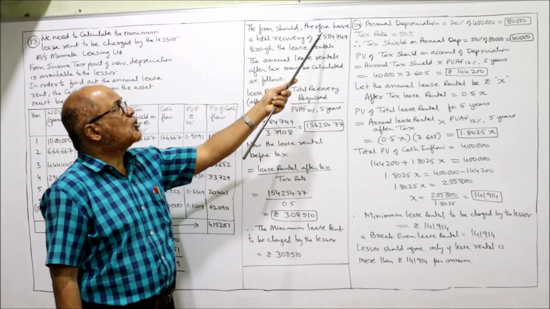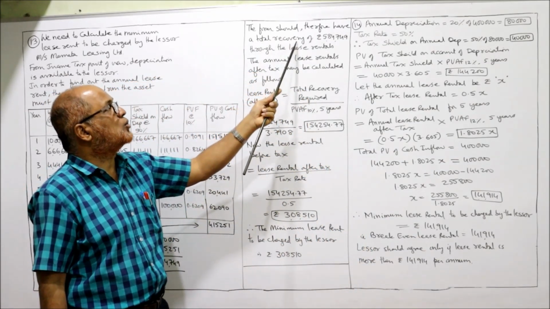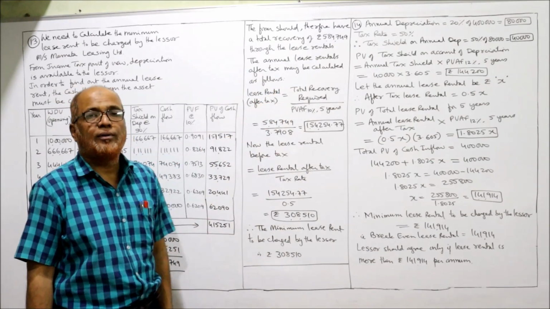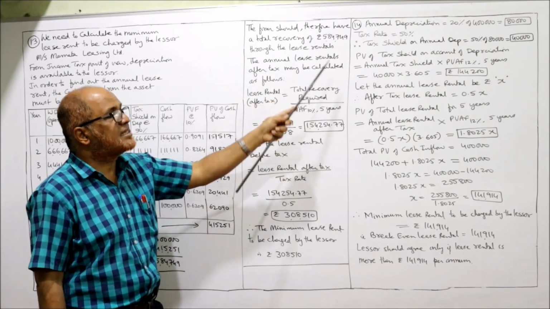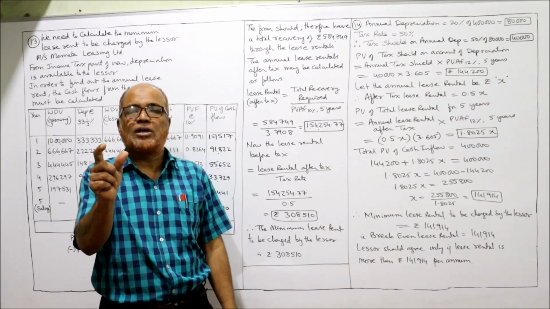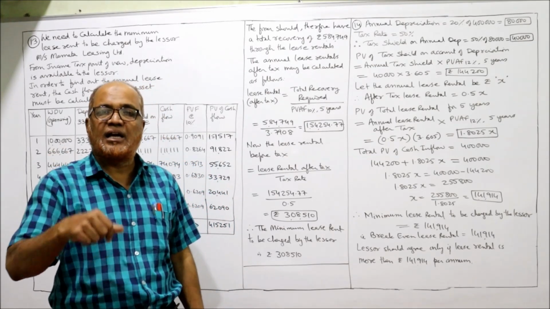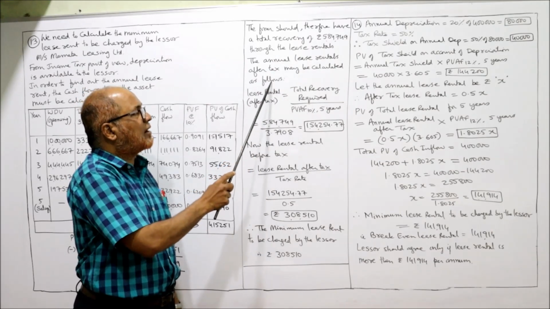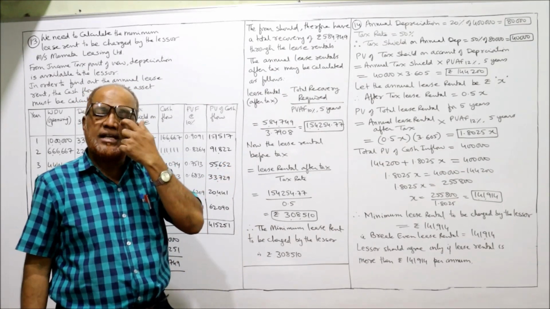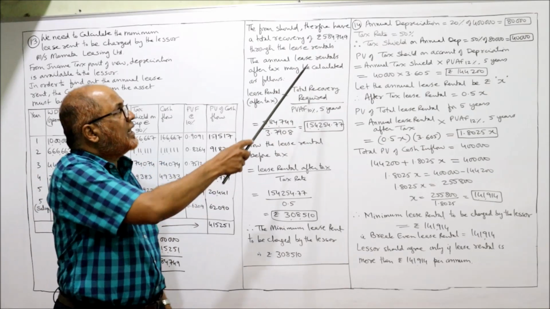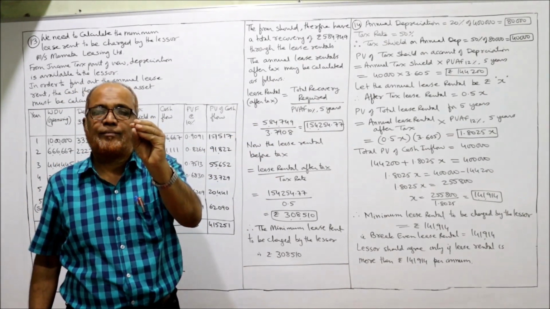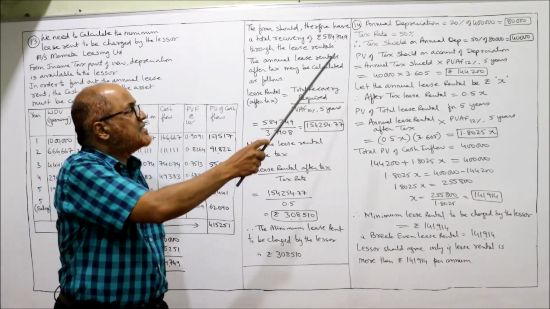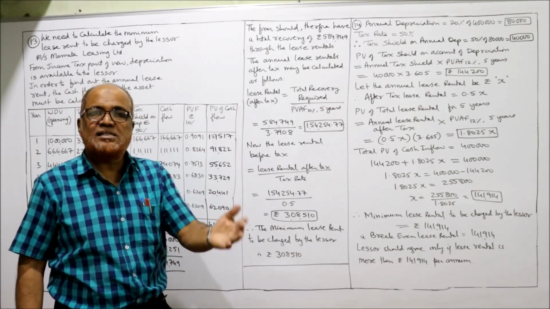Now, the firm should therefore have a total recovery of 5,84,749 through the lease rental. This much amount the lessor must recover from lease rental. The annual lease rental after tax may be calculated as follows. How much is the annual? This is the total amount we require in 5 years. In 5 years, this is the present value of lease rental we require.